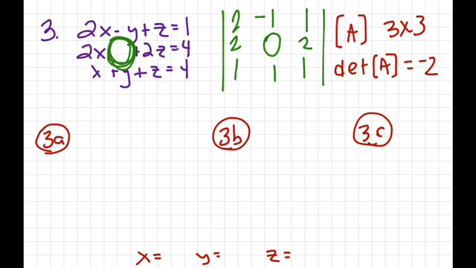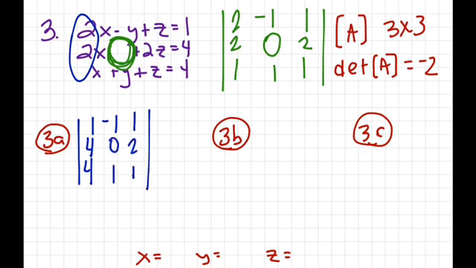To solve for x, we are going to enter into our calculator our matrix, except instead of the x's, we're going to put in the constants. So 1, 4, and 4. And then we've got the negative 1, 0, and 1, and the 1, 2, 1. So you're going to go back into matrix A, you're going to edit it again, and you're just going to change out these values so that this is what matrix A looks like. Then you're going to tell the calculator to do the determinant of A.